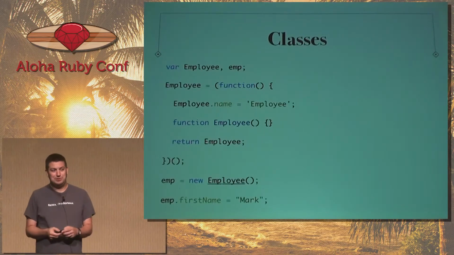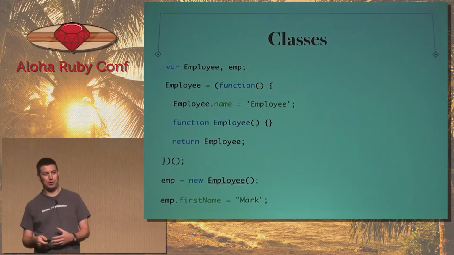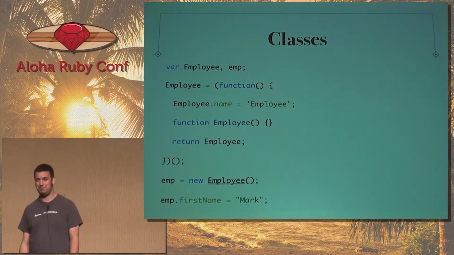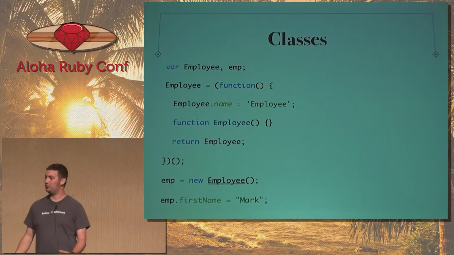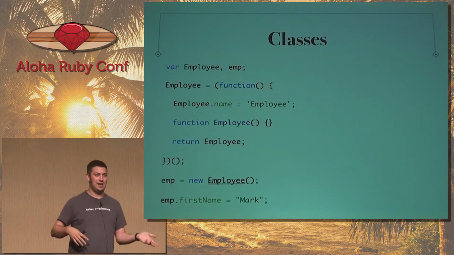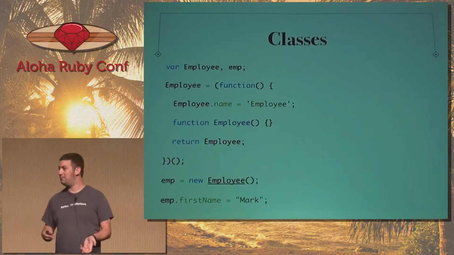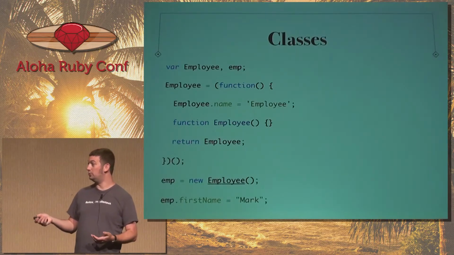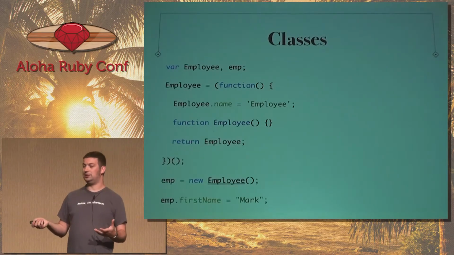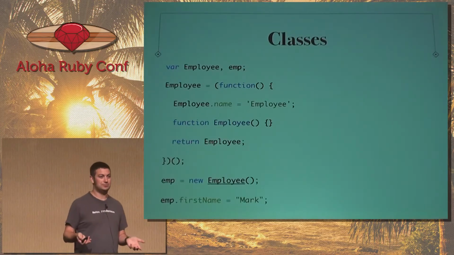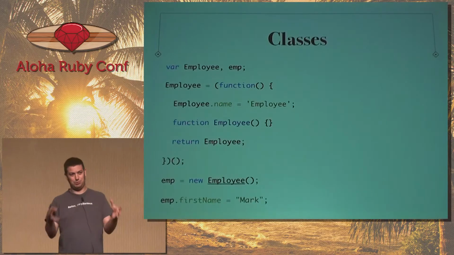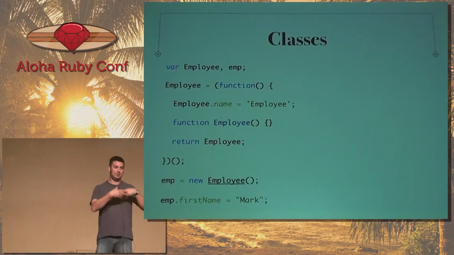JavaScript does not have first-class support for classes. We all know that it is a prototype-based language. It does have support for creating new instances of functions, and that's all CoffeeScript is doing. It's just wrapping this kind of boilerplate code that we see on the screen to make your life a little easier. I can type one line, I get this nice boilerplate code, and now I have this great model that I can work with.